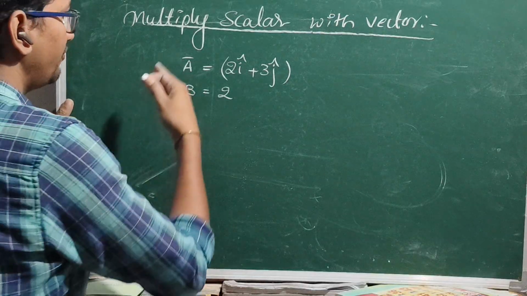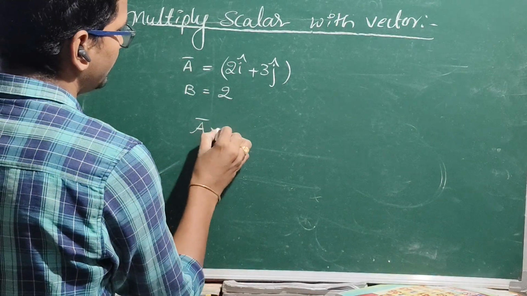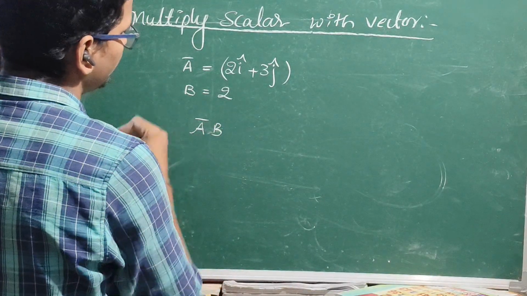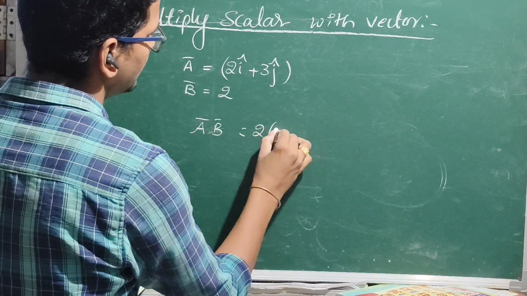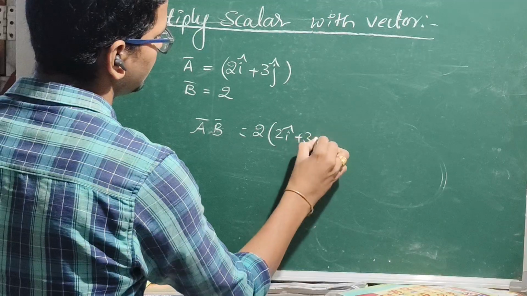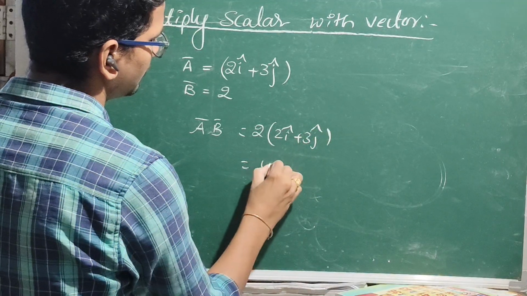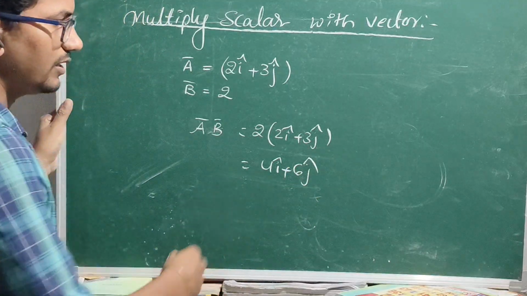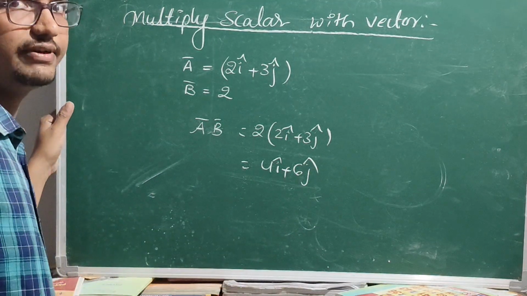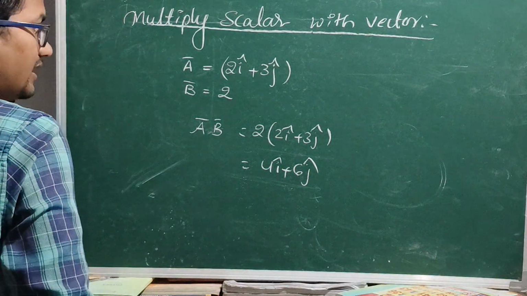Magnitude means number. We can multiply a bar into b, b bar, for example. Then what happens? 2 into 2i cap plus 3j cap. 2 twos are 4i cap plus 2 threes are 6j cap. What did we get? i cap, j cap is there. That is a vector. It gives the vector quantity.